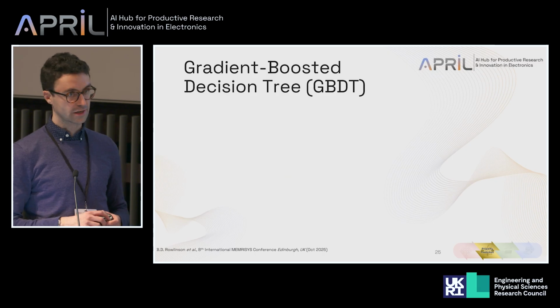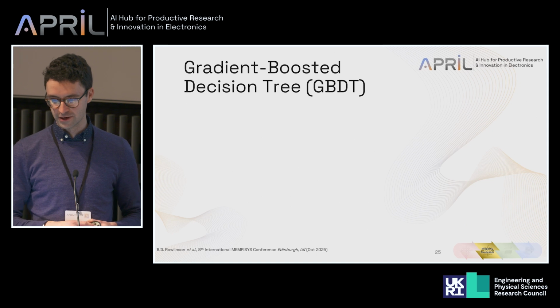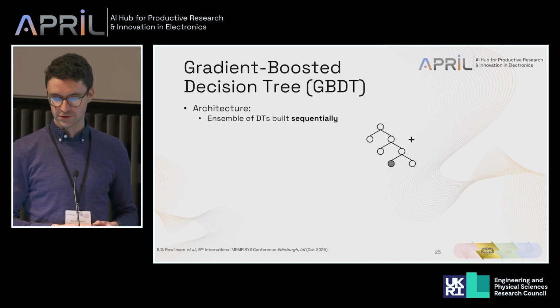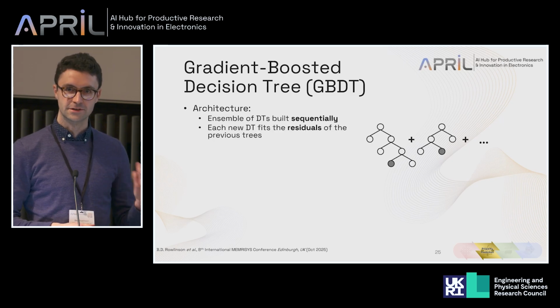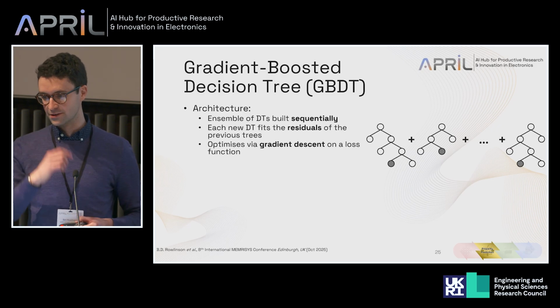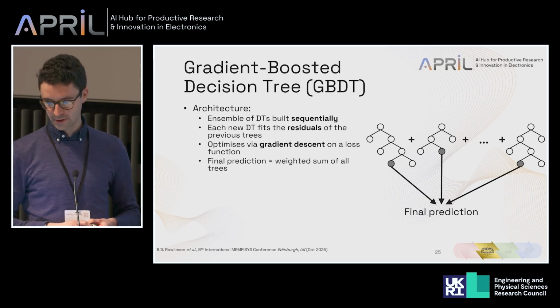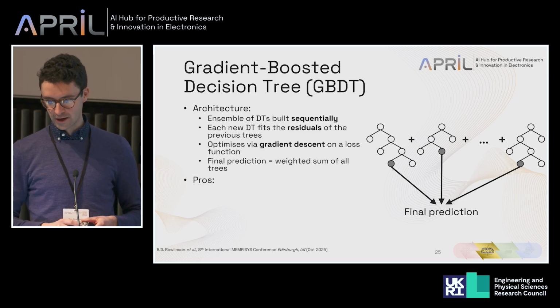And so to do this, we leverage a pretty standard machine learning approach called a gradient boosted decision tree. Essentially, it's an ensemble of decision trees built sequentially, with each new decision tree fitting the residuals of the previous one. And we optimize via gradient descent on a loss function at this point. The final prediction is just a weighted sum of all of the trees.